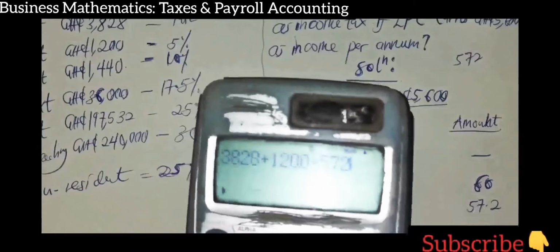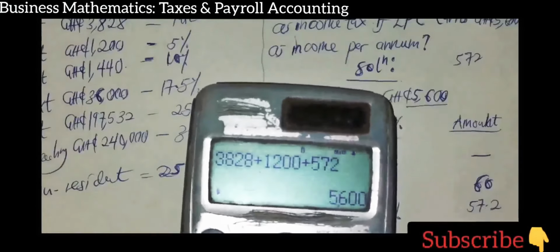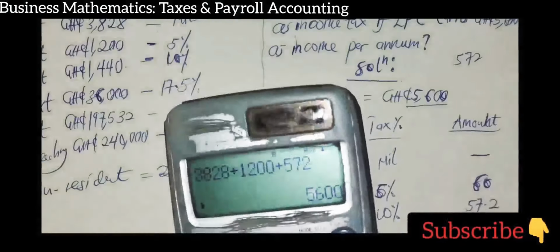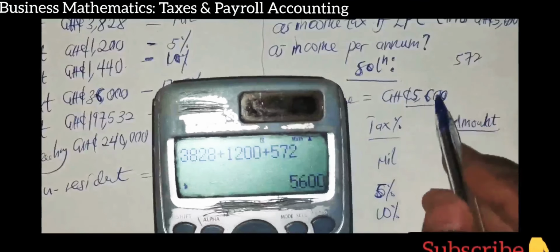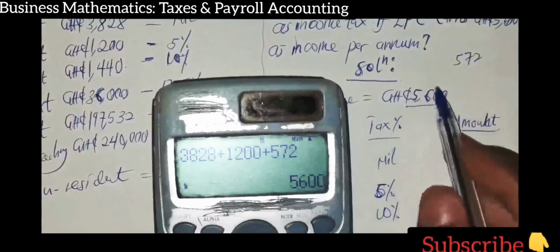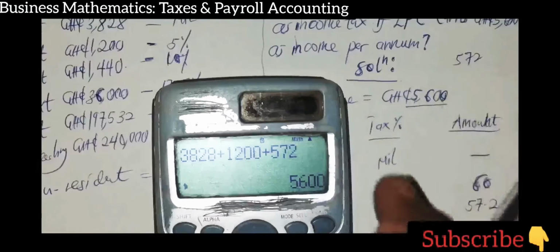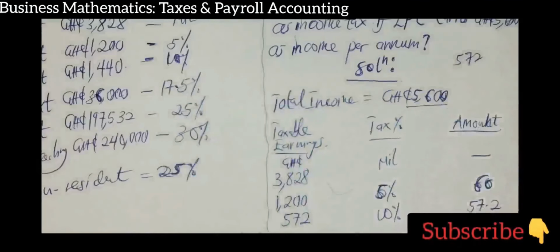572. So let's see. You're going to see I have 5,600, which was the same thing as it was in the question. 5,600 here. So always when you do it right, after adding your taxable earnings from here, the total should give you the income that you earn for the period. So let's take note of that.